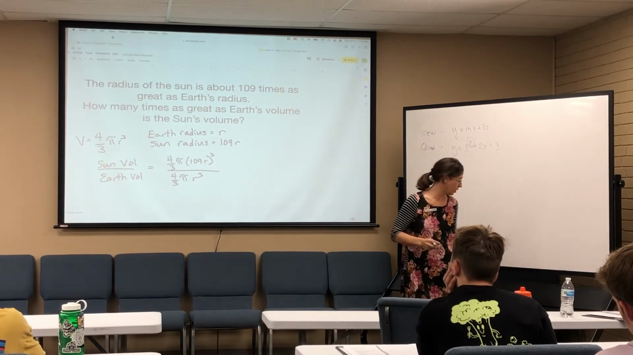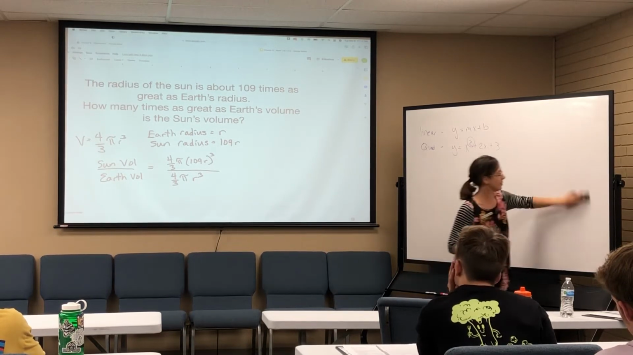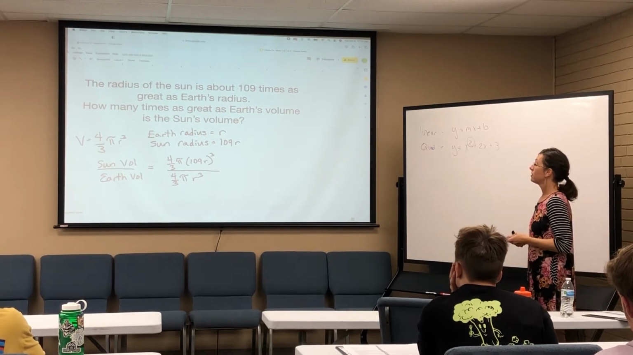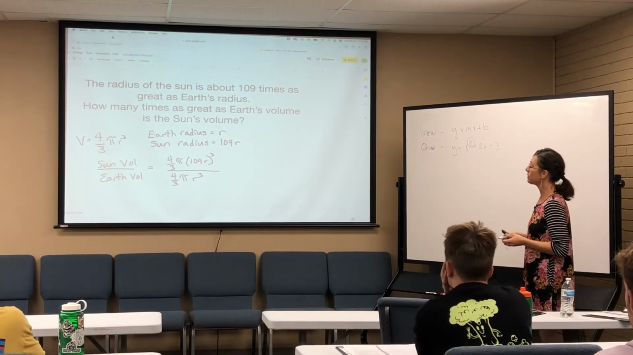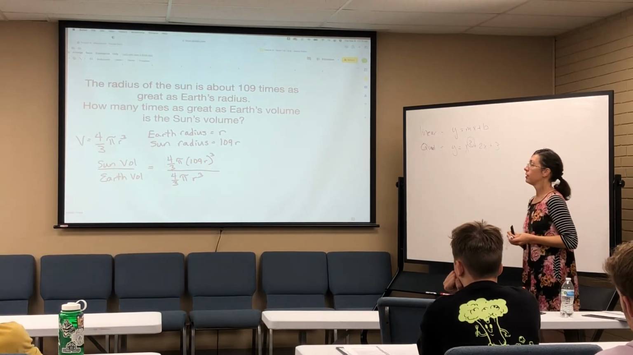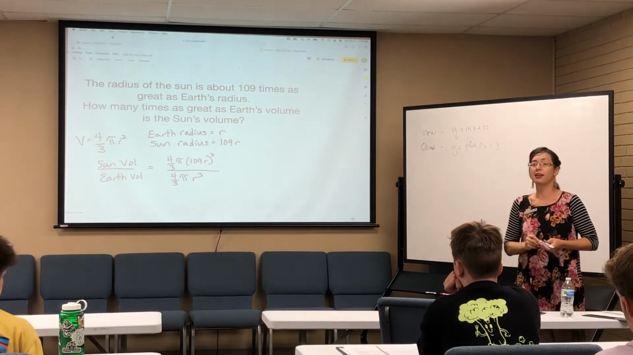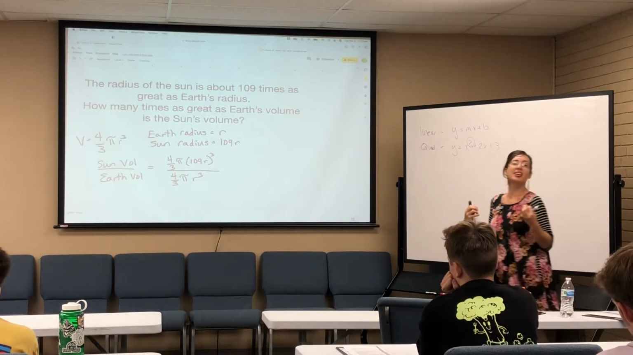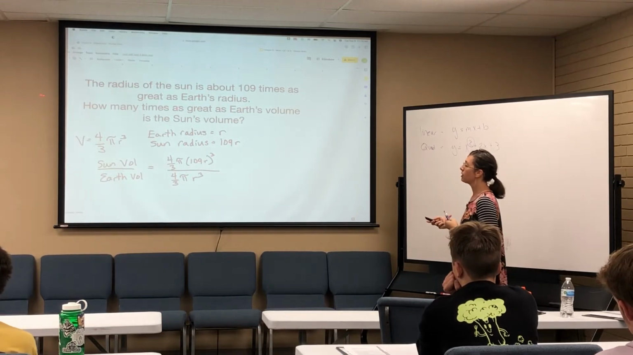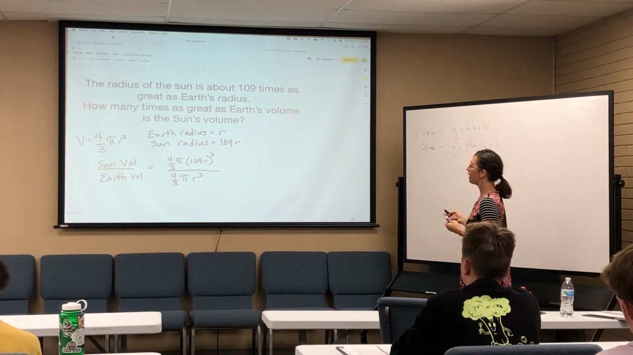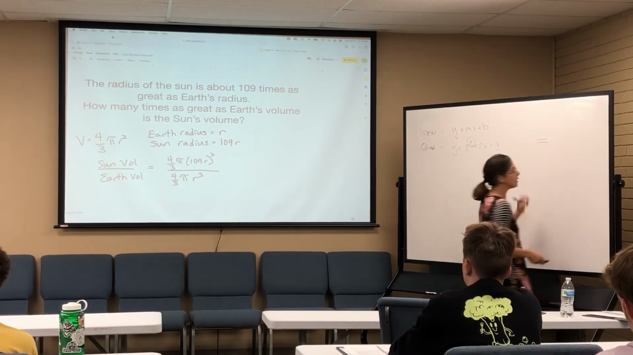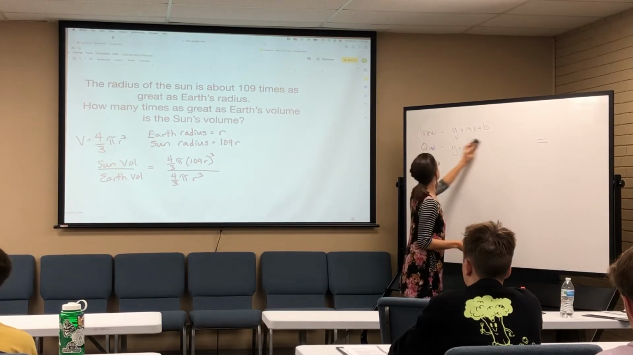Okay, so here's an example of how we might use it. The radius of the sun is about 109 times, there's an important word there, times as great as the Earth's radius. How many times as great as Earth's volume is the sun's volume? They give you something like this, and you're like, a lot of information in one word problem. How do I start breaking it down? So the first thing that I need to know, what do they ask me? How many times as great as the Earth's volume is? So there's my "is", which always means equals. So I'm going to write my equal sign down.